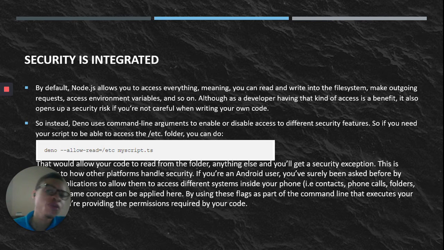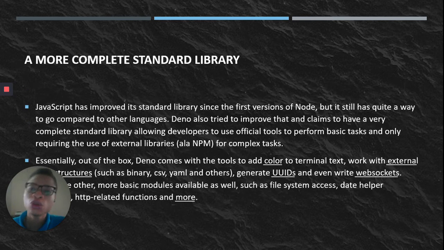So JavaScript has improved its standard library since the first versions of Node, but it still has a way to go compared to other languages. Deno also tries to improve this and claims to have a very complete standard library, allowing developers to use official tools to perform basic tasks and only requiring the use of external libraries like npm for complex tasks.